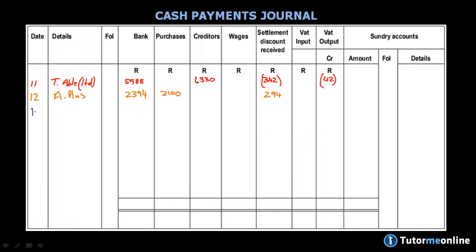So the transaction was on the 14th of the month. We know that the details, this was to the City Council. The amount affecting our bank account was 2394. This was, of course, a sundries account expenditure, so that would be under the sundries accounts section where we worked out that the amount was 2,100. That was for water and electricity. And then our VAT portion, which we determined to be a VAT input, was then 294.